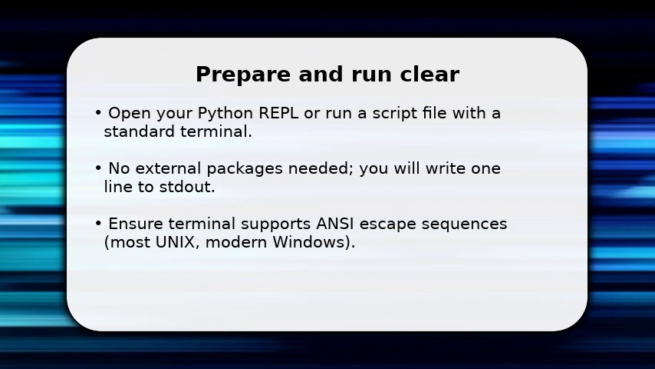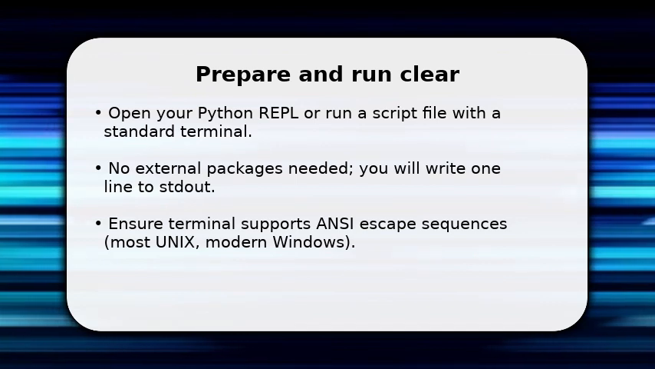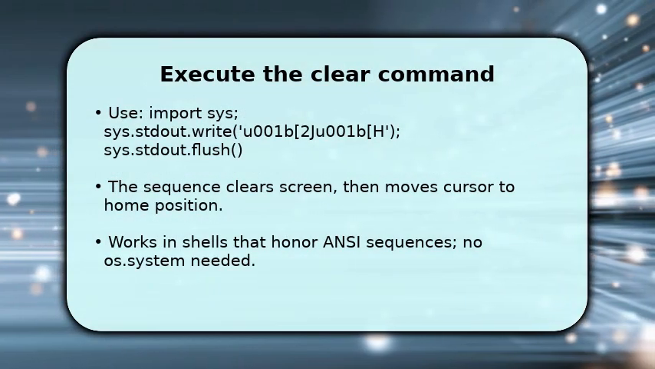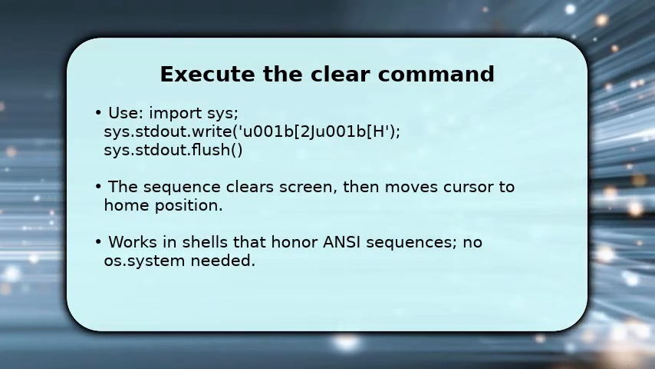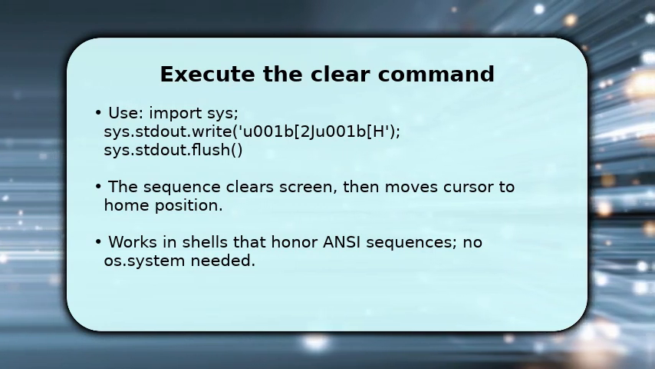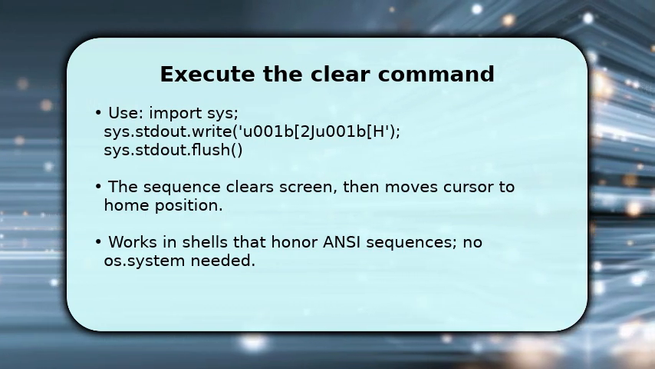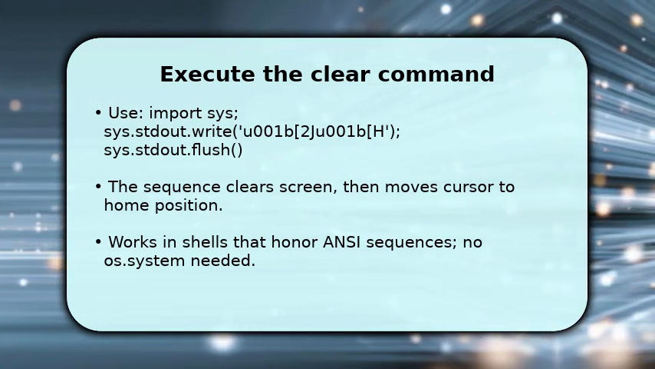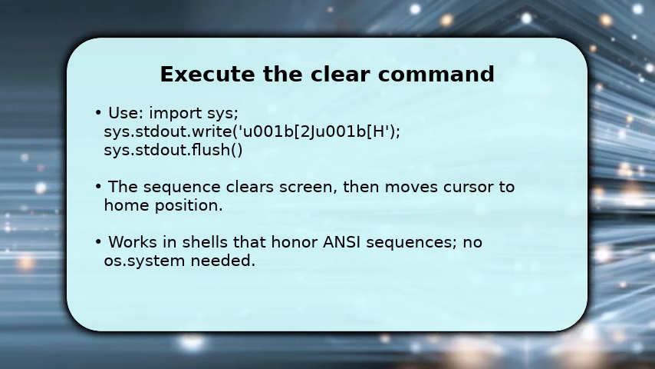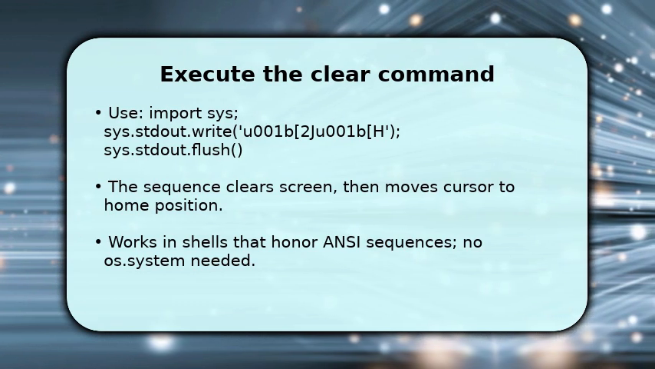Now run the single-line sequence. Import sys, then write the escape codes. sys.stdout.write \u001b[2J \u001b[H and immediately call sys.stdout.flush. This sends a clear screen command and repositions the cursor to the top left. You use this because it avoids spawning a separate process, preventing side effects, and making the clear happen synchronously inside.